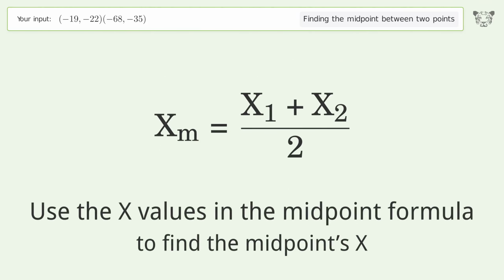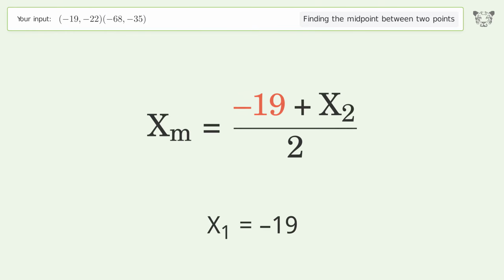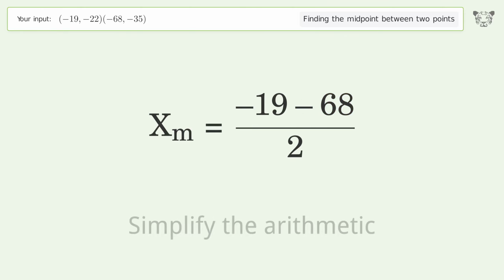Use the x values in the midpoint formula to find the midpoint's x. x1 equals -19. x2 equals -68. Simplify the arithmetic.